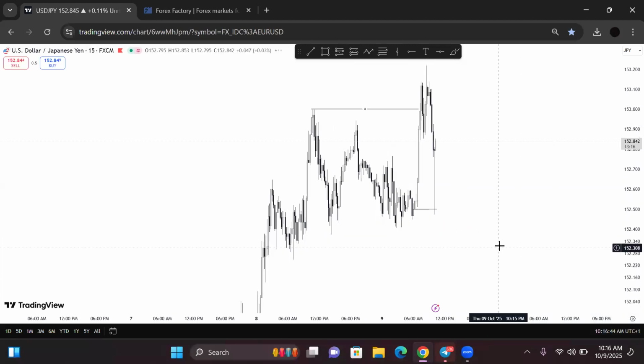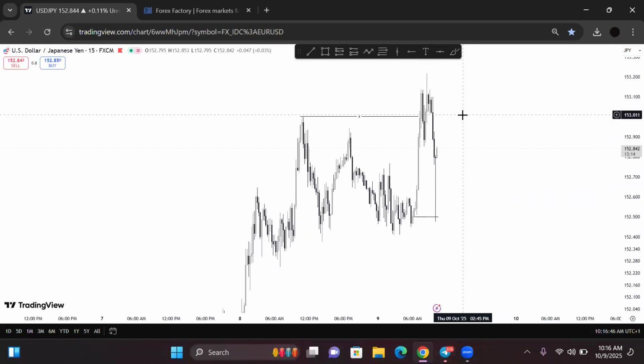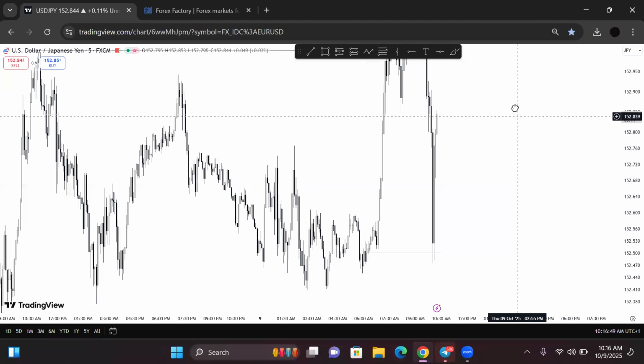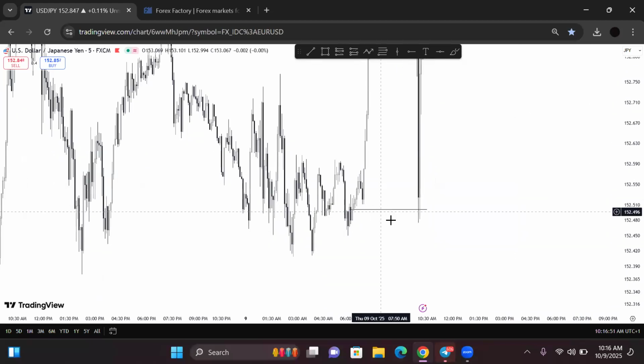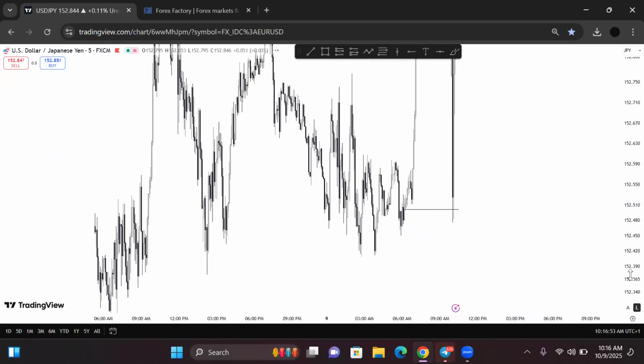All right. So what did he use as engagement? Did he even use engagement? Okay, yeah. He used this small zone as engagement. Wow, this trade is crazy.